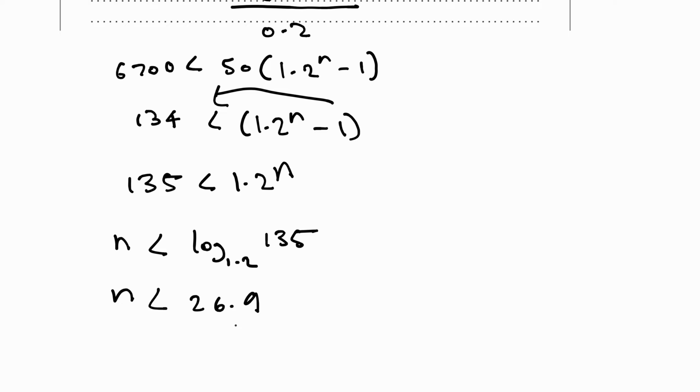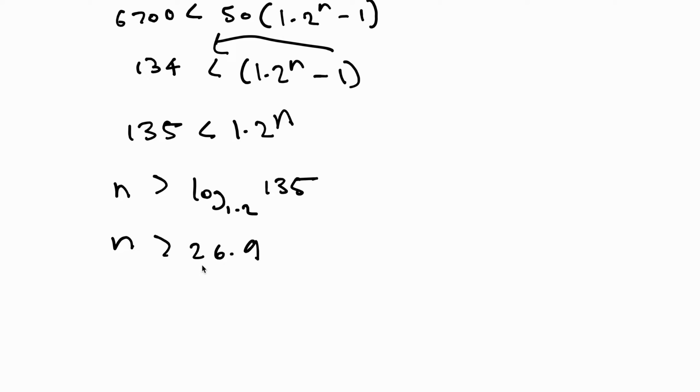Putting this on my calculator, it comes out to be 26.9. Sorry, I have the wrong sign. n must be greater than 26.9, and so what is the next biggest integer after 26.9? n must be greater than 27. I made a small mistake and forgot to adjust the sign, but this is the right answer. n must be greater than 27.